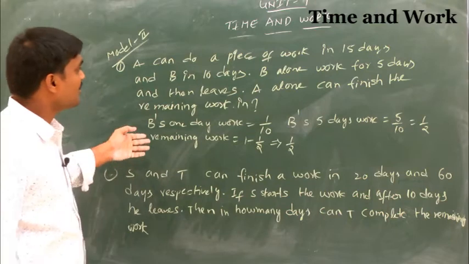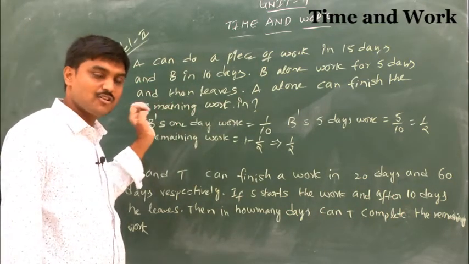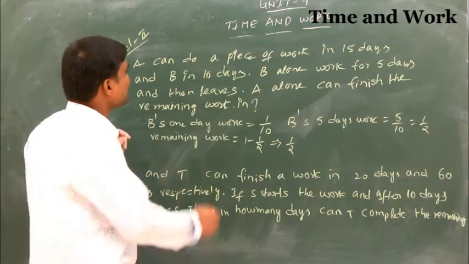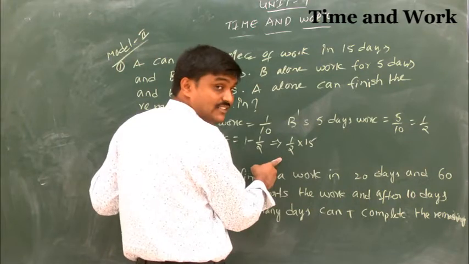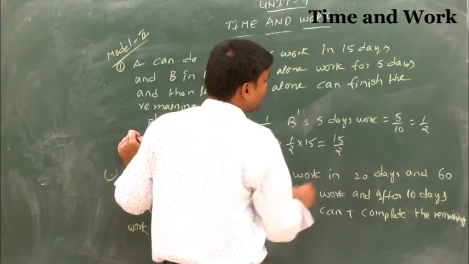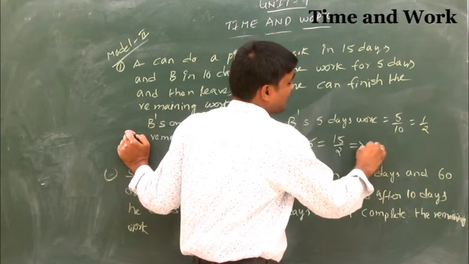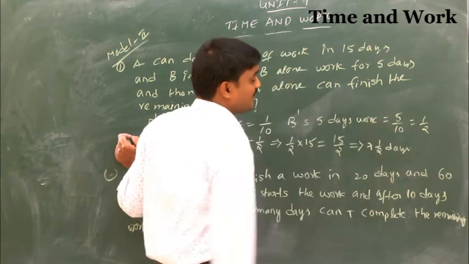So B alone works for 5 days and then leaves. Who will do the remaining work? A. A's capacity is 15 days. For half of the work, that is 15 by 2. That is 7 1 by 2 days. The work will be completed.